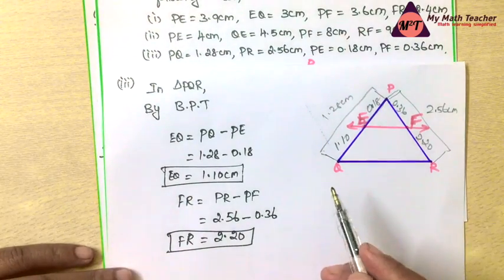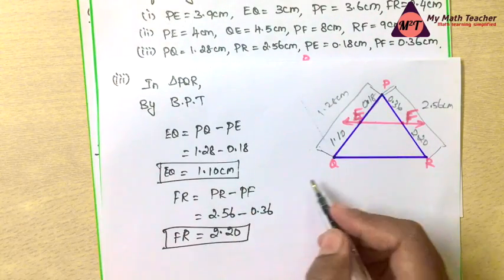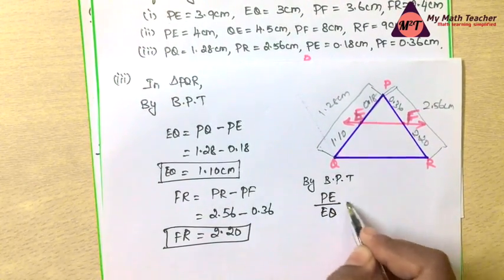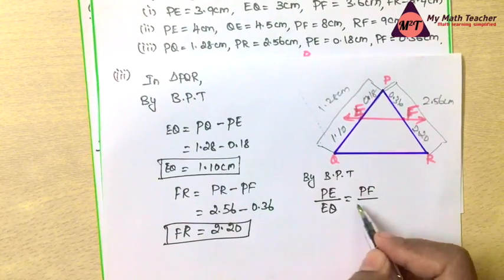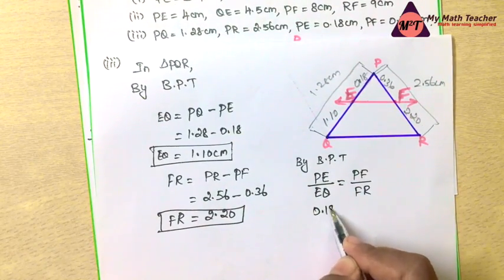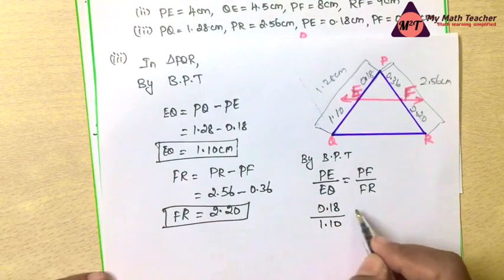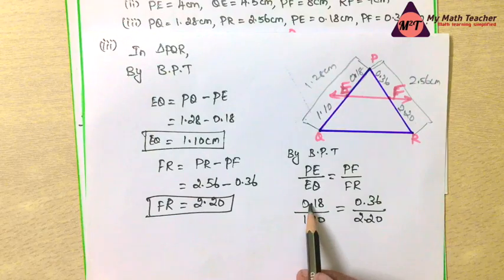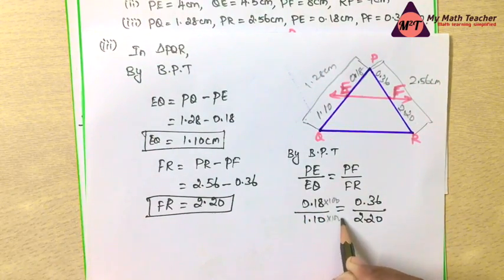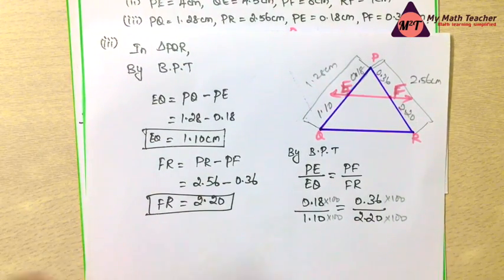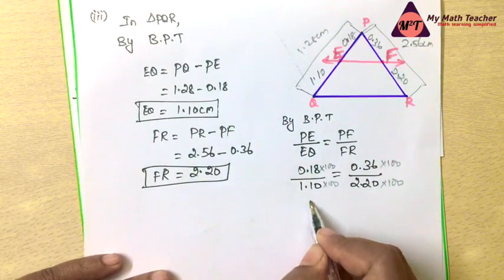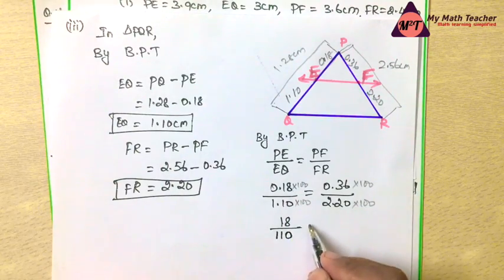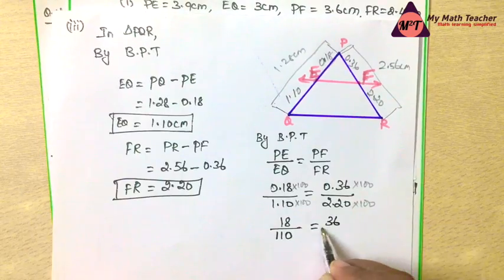Now let us apply the values in the theorem and check whether it is parallel or not. So we can write, by basic proportionality theorem, PE divided by EQ is equal to PF divided by FR. PE is 0.18 divided by EQ 1.10, which is equal to PF 0.36 divided by FR 2.20. After the decimal we have got 2 digits, so multiplying and dividing by 100, you can remove the decimal. It is a very easy and quick way to find the answer. So it will be 18 divided by 110, which is equal to 36 divided by 220.